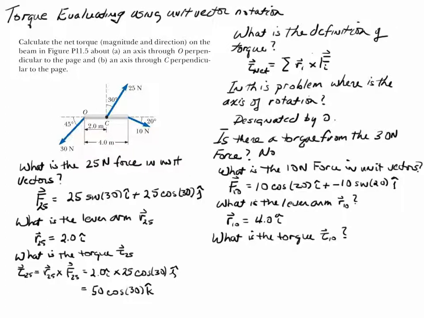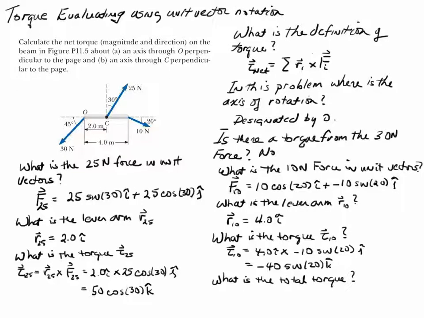What is the torque produced by this 10 Newton force? And of course, we have 4.0 i hat crossed with minus 10 sine 20 j hat. And once again, you should be able to figure out why I do not have the horizontal component in that calculation. And it's equal to minus 40 sine 20 k hat.